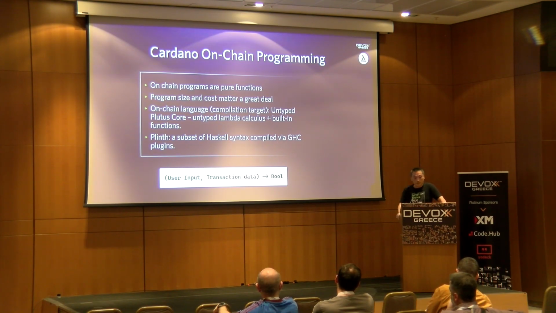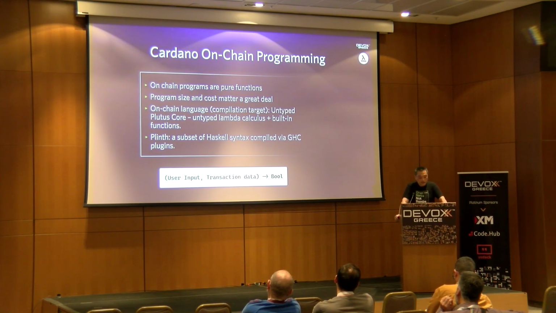And so the on-chain language, which is a compilation target, is something called untyped Plutus core, which is essentially untyped lambda calculus plus some built-in functions and other simple constructs. And the surface language Plinth is a subset of Haskell syntax compiled via a GHC plugin. So GHC is the Haskell compiler. So this is one thing that makes Plinth kind of unconventional because it reuses the Haskell syntax and compiler. So the development really feels like just writing regular Haskell programs. And this leads to a number of benefits, and I'll get more into that later.